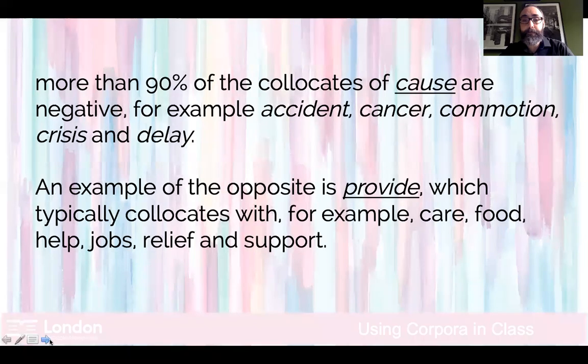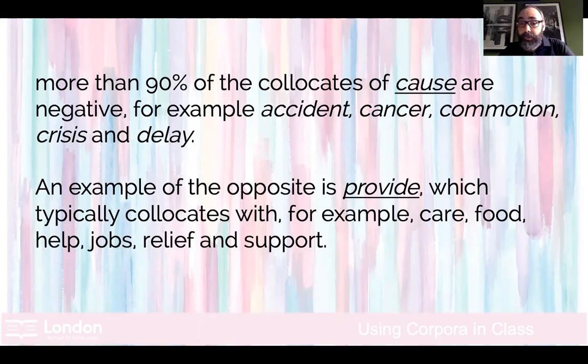For example, the word cause, okay? More than 90% of the collocates, of course, are negative, okay? For example, cause an accident, or cause cancer, cause commotion, crisis, delay. I mean, usually we don't say cause happiness, okay? I mean, cause usually goes with something negative. And later on, we will see some examples of these in the corpus.